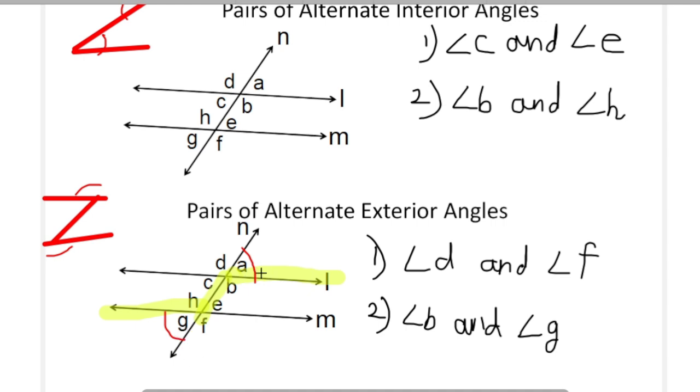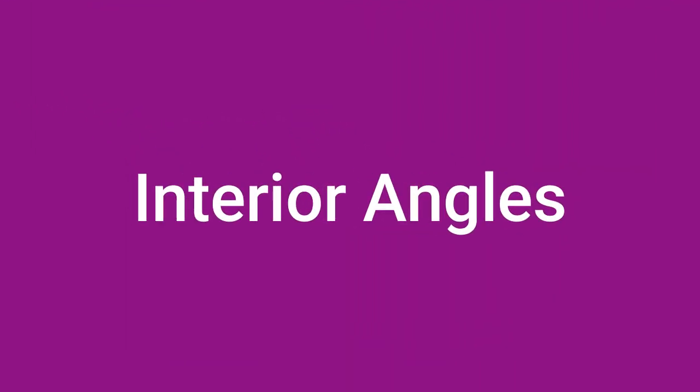Okay, see here. I have shown it with red color. See angle B and angle G. So there are two pairs of alternate exterior angles. Okay, next we will see interior angles.